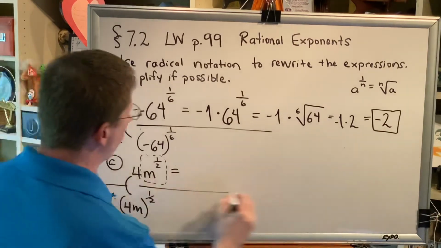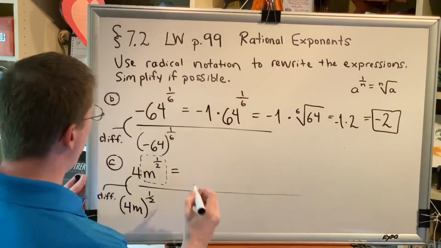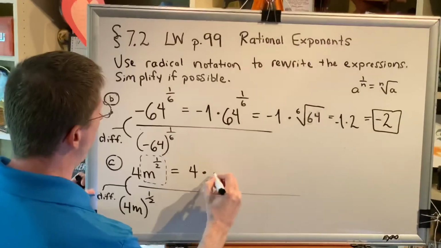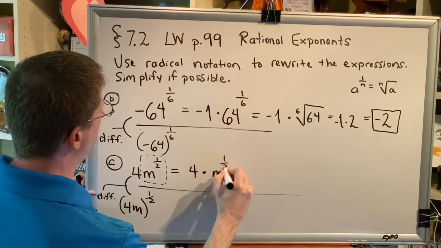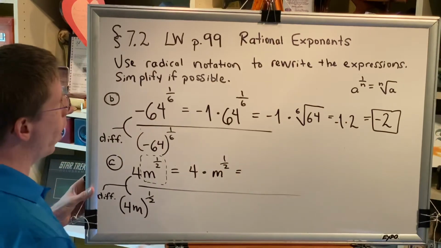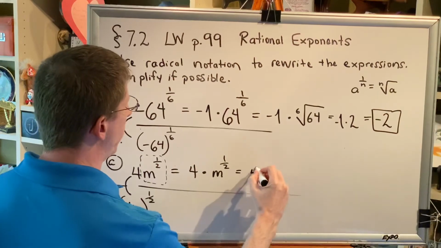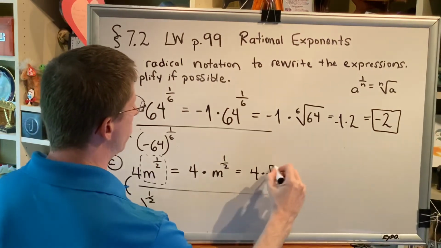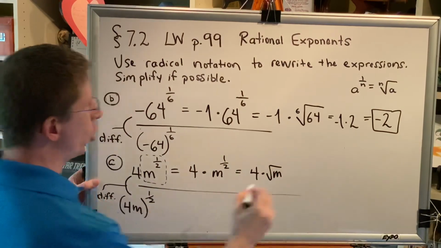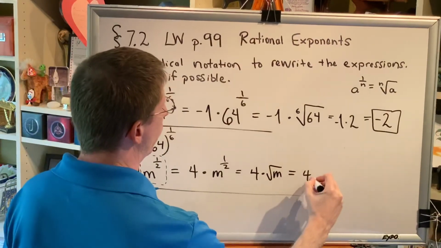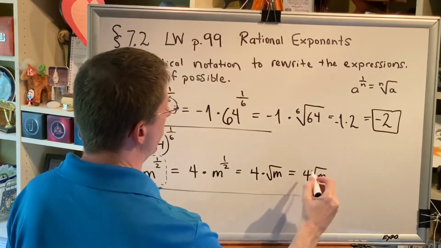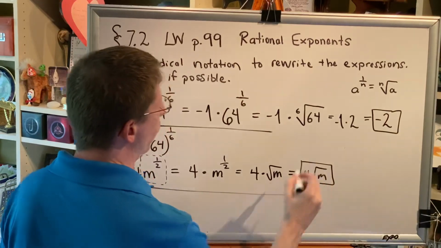So let's focus on the problem we are solving. We want to know what is 4 times m to the 1/2 power. Well, we know that m to the 1/2 power is the same as the square root of m, so we get 4 times the square root of m, which could also be written in the simplified form, 4 times the square root of m. All I did is remove the multiplication dot.